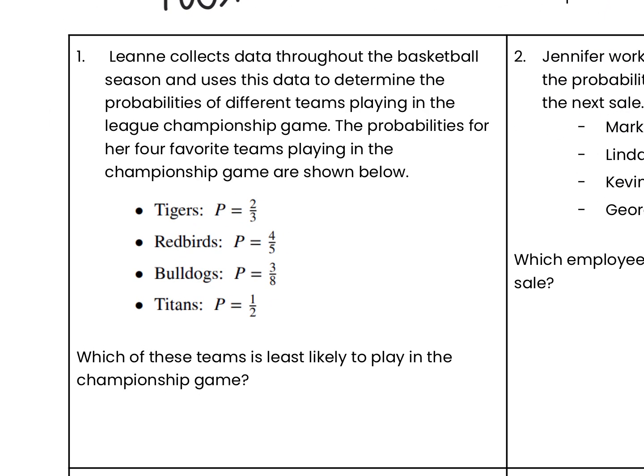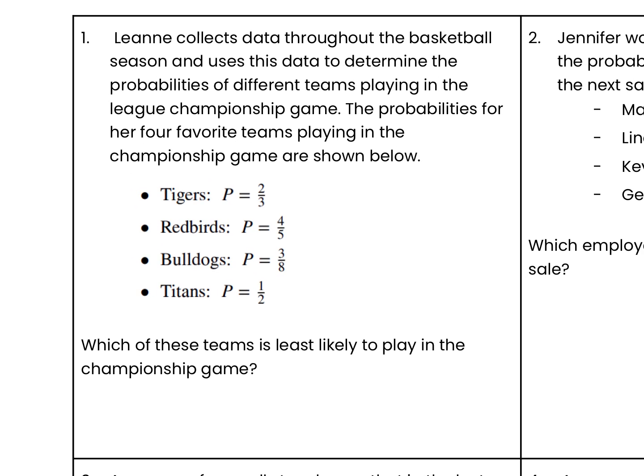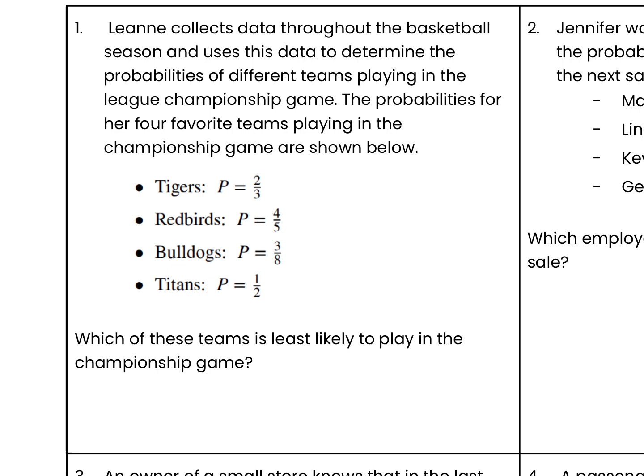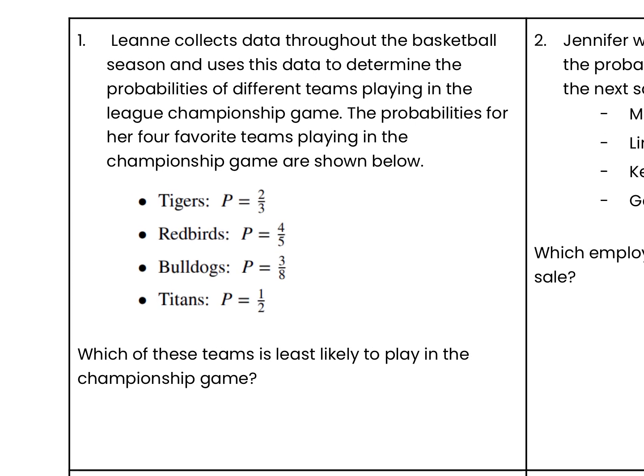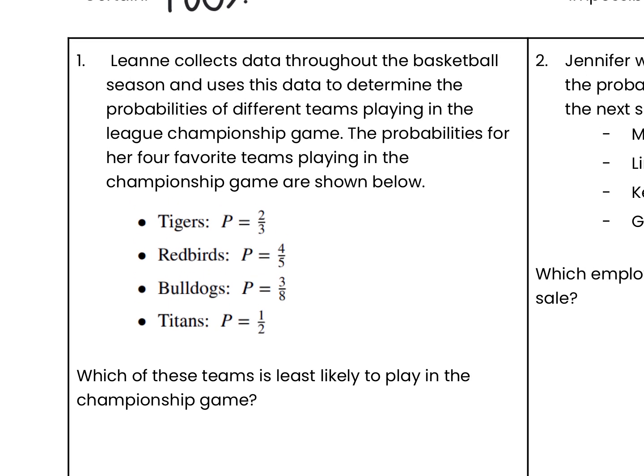It says Leanne collects data throughout the basketball season and uses this data to determine the probabilities of different teams playing in the league championship game. The probabilities for her 4 favorite teams playing in the championship game are shown below. Which of these teams is least likely to play in the championship game? So we need to find out which of these probabilities is the smallest.